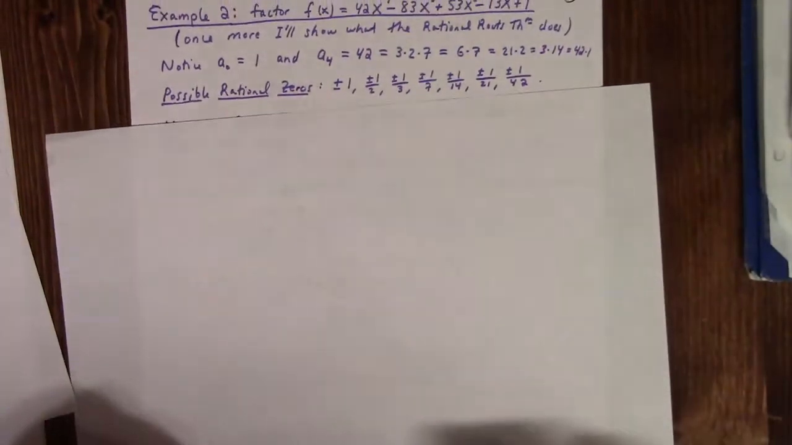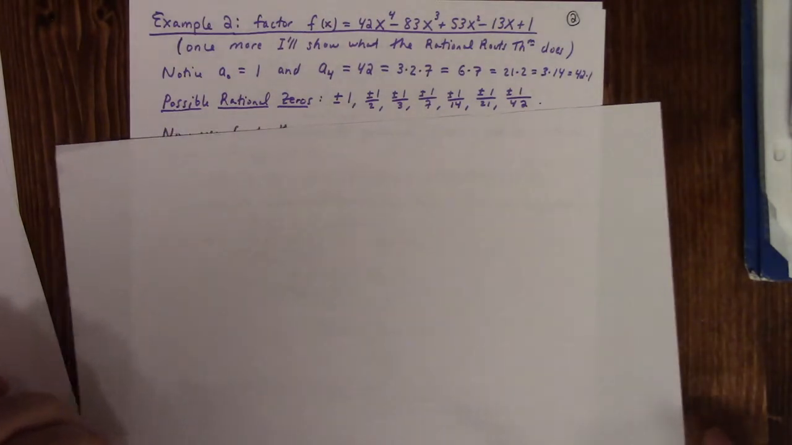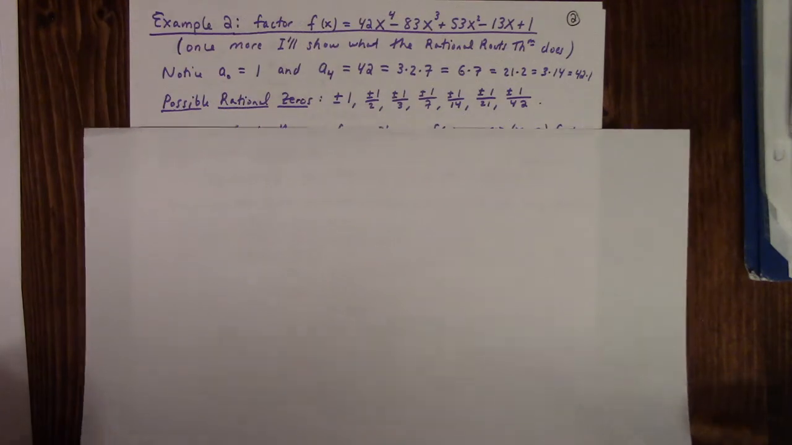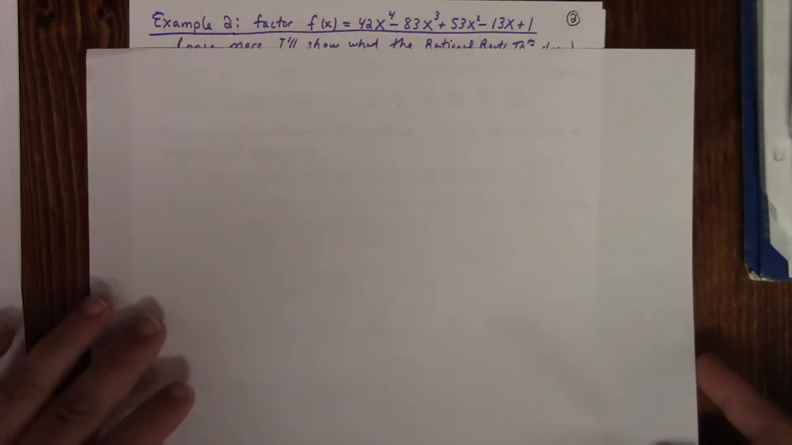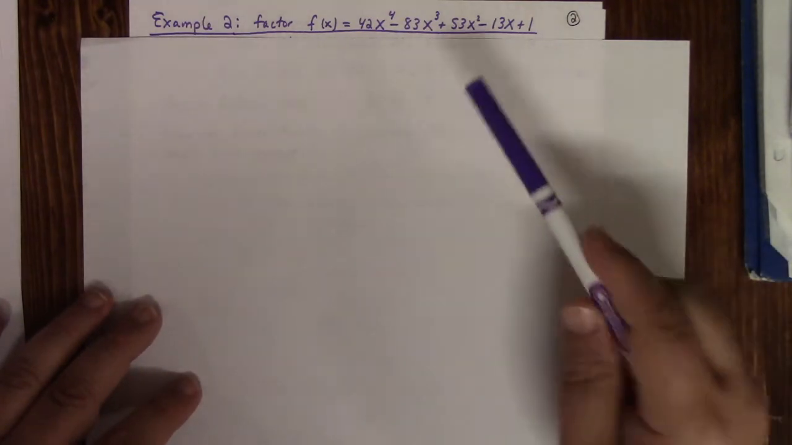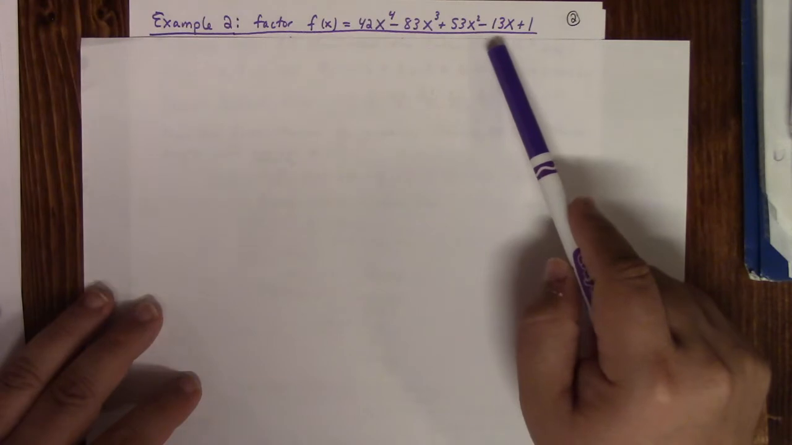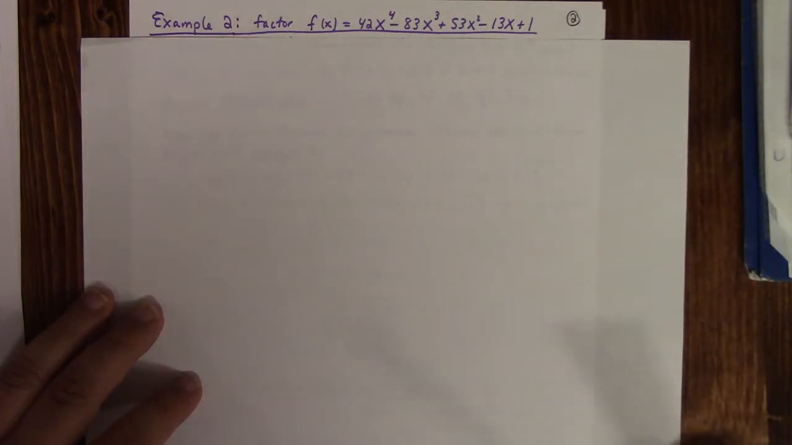Well, I would say this next example is pretty tough. All right, so it's going to take me a minute or two to talk through here. It would take me probably a solid half hour of class time to write this one on a board. So f of x equals 42x to the 4th minus 83x cubed plus 52x squared minus 13x plus 1. Oh, that's quite a mess, isn't it?